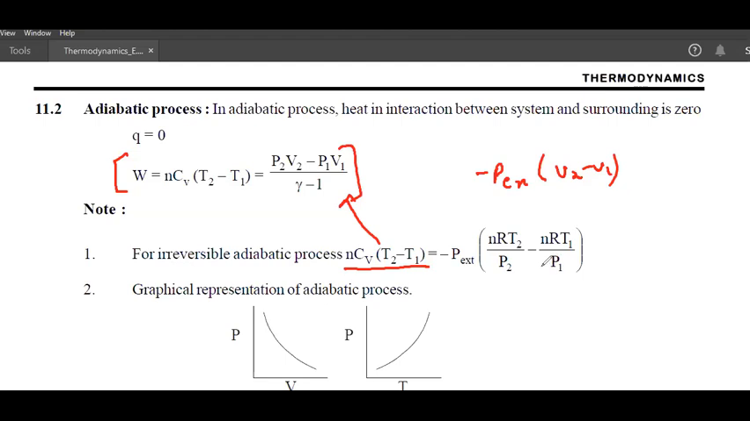So when you have an irreversible process and temperature and pressure are given, then you can use this formula. V2 will become nRT2 by P2 and V1 will become nRT1 by P1. Got it, everyone? So you know which formula to use depending on the information. You got this? Yes or no?